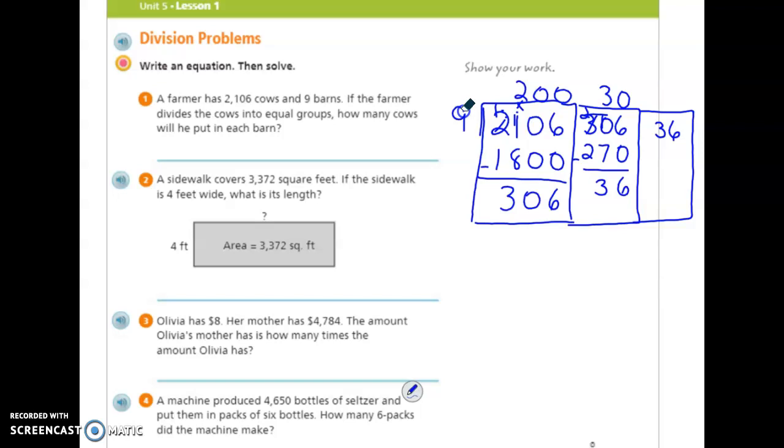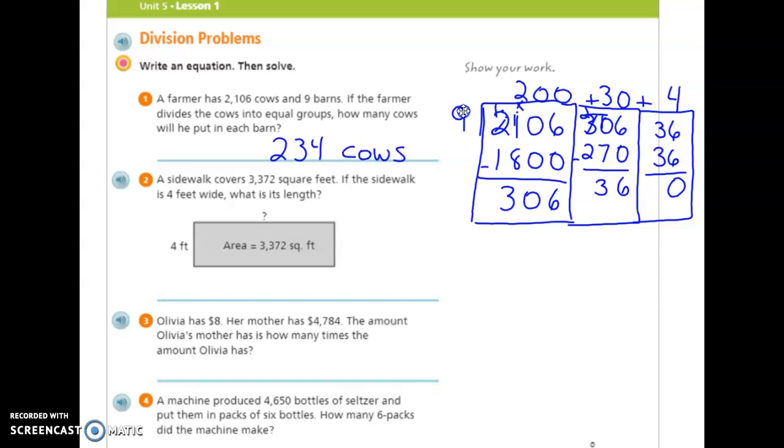Does 9 go into 3? No. Does 9 go into 36? Yes. How many times? Look across your chart. See 36 there? It goes 4 times. 4 times 9, 36. Subtract, 0. So now I'm going to add these all up. 200 plus 30 plus 4, 234 cows.